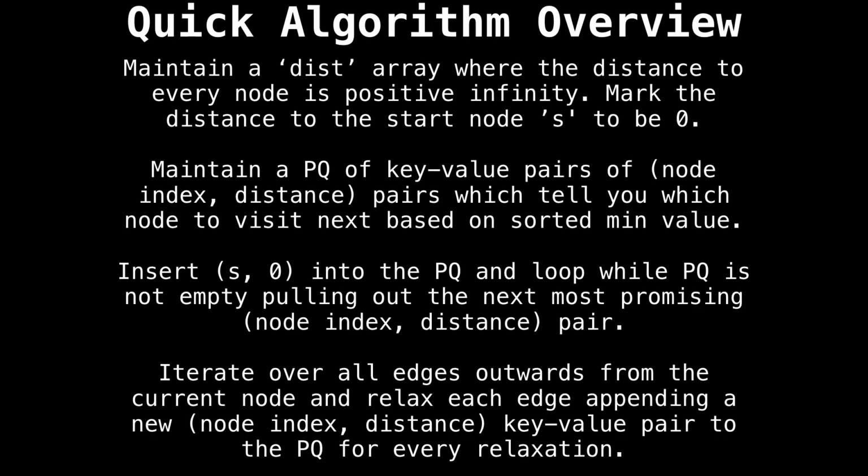Then we'll loop while the priority queue is not empty, pulling out the next most promising node index distance pair as we go. After that, for each node we visit, we will want to iterate over all the outwards edges and relax each edge, appending a new node index distance key value pair to the priority queue upon every successful relaxation. We do this until our priority queue is empty, at which point the shortest distance to each node will be stored in the dist array we are maintaining.